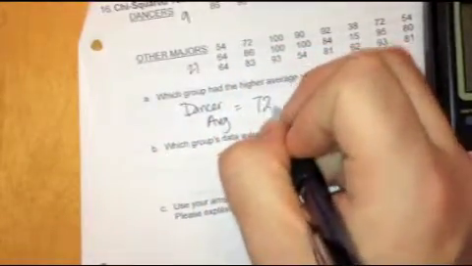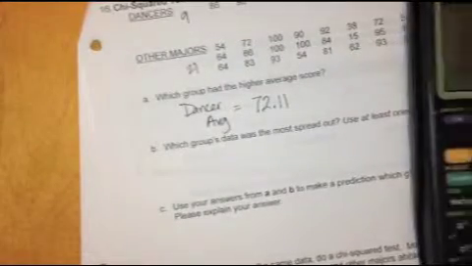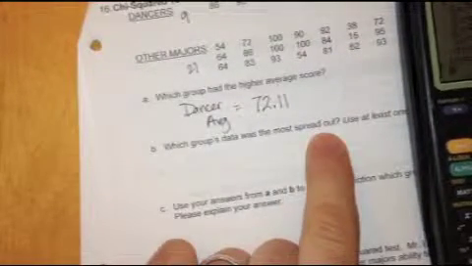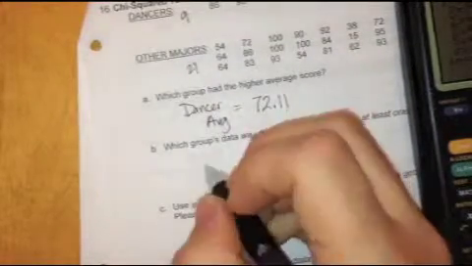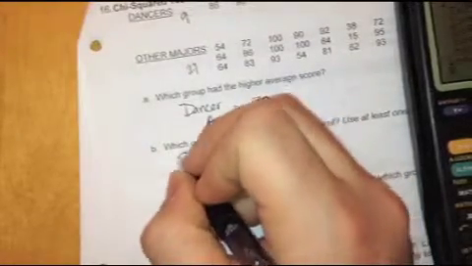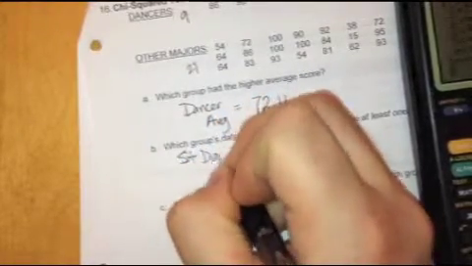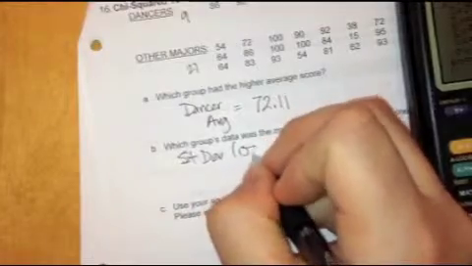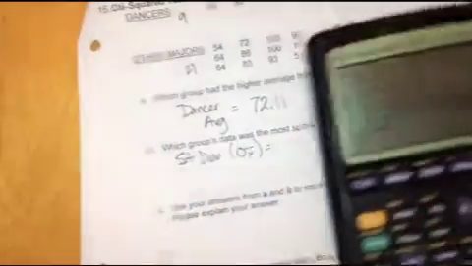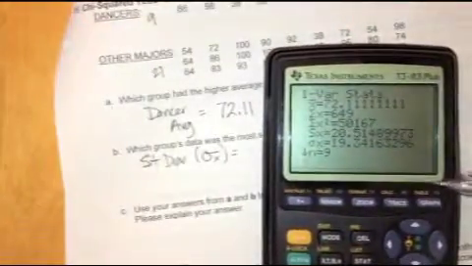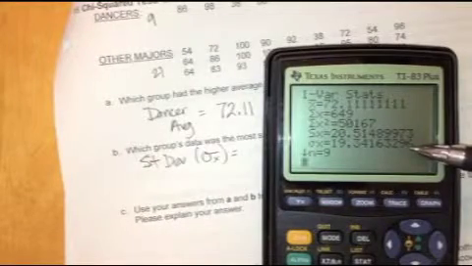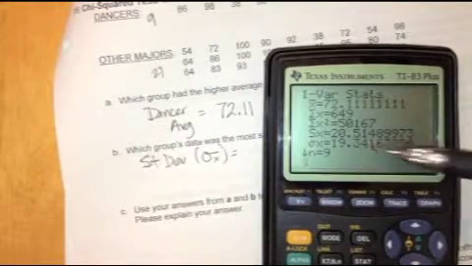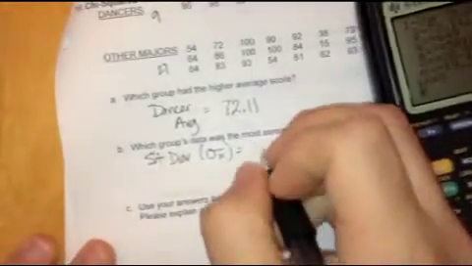was 72.11. Let's keep going because it asks about which one is the most spread out. Well, the standard deviation, which is this symbol here, sigma x, for dancers is also on my calculator. It's that second one from the bottom, 19.34. So I can write that in as well.